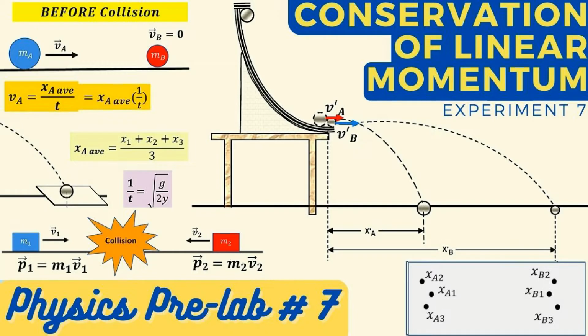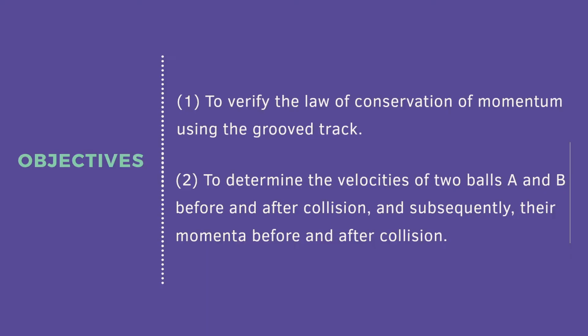Good day, everyone. For today's experiment, we will discuss experiment 7, conservation of linear momentum. The objective of this experiment is to verify the law of conservation of momentum using the groove track and to determine the velocities of two balls A and B before and after collision, and subsequently their momenta before and after collision. Before we proceed with the experiment, let's first discuss what momentum is.